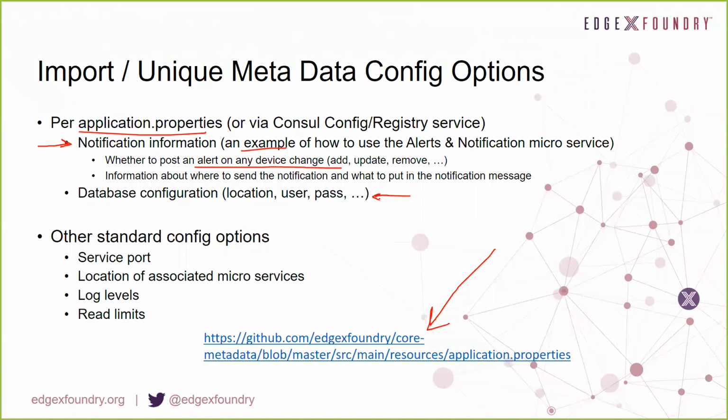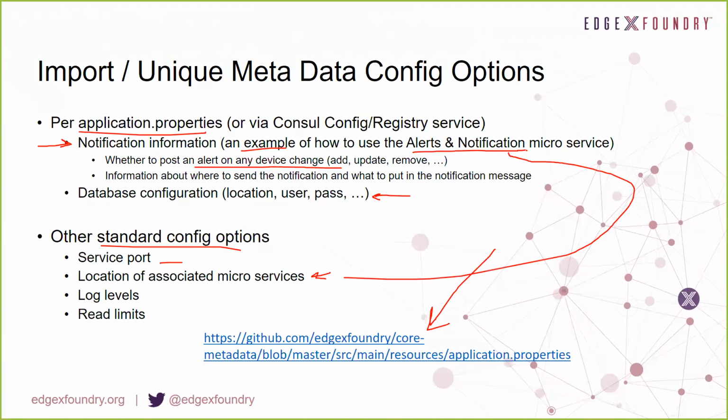Then there are some standard configuration options that all microservices inside of EdgeX have. What is the port that metadata runs on? What's the location of the other associated microservices that metadata may need to call? For example, what's the location of the alerts and notification microservice that it may need to call on for that notification information? What are the log levels, and what are the reading limits that we're going to allow you to query for?